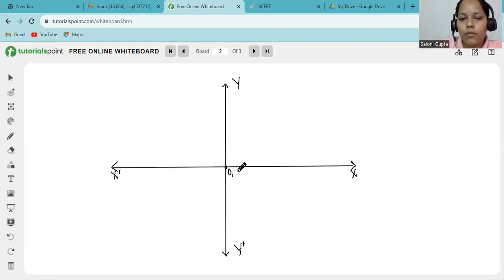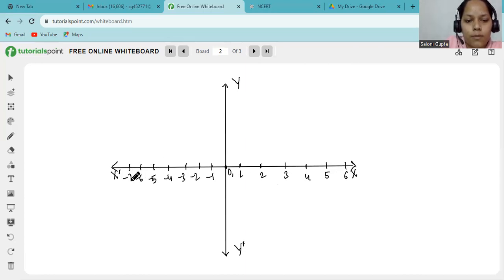In this OX, we will show the positive numbers: 1, 2, 3, 4, 5, and 6. In OX dash, we show the negative numbers: -1, -2, -3, -4, -5, -6, then -7. In the OY, I will again show the positive numbers: 1, 2, 3, 4, 5, and 6. And in the OY dash, we will show the negative numbers: -1, -2, -3, -4, and then -5. So this is how the Cartesian system looks.